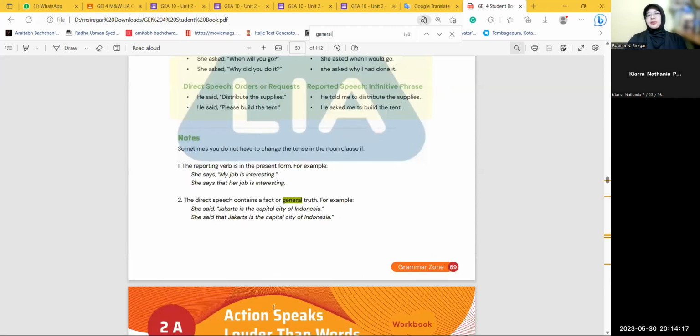Oh, grammar zone. Okay. So this is the deal. Sometimes you do not have to change the tense in the noun clause if the reporting verb is in the present form. For example, she says. So instead of saying she said, you say she says. It means that the rest of the sentence doesn't have to change.